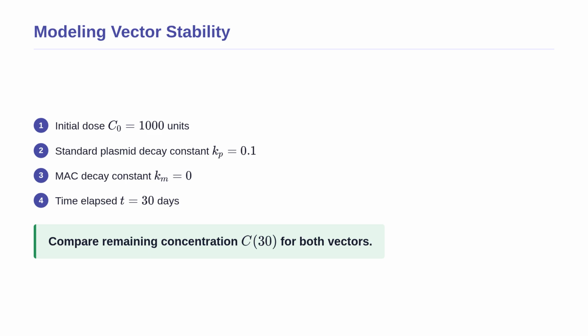Let us apply this decay formula to a real-world medical scenario. A researcher administers an initial dose of 1,000 units of a therapeutic gene to a mammalian tissue culture. If they use a standard plasmid, the vector degrades with a decay constant of 0.1 per day. However, if they use a mammalian artificial chromosome, the vector is perfectly stable, meaning its decay constant is exactly 0 per day. We need to calculate and compare the amount of therapeutic DNA remaining in the cells after 30 days for both vector types to prove why MACs are superior.